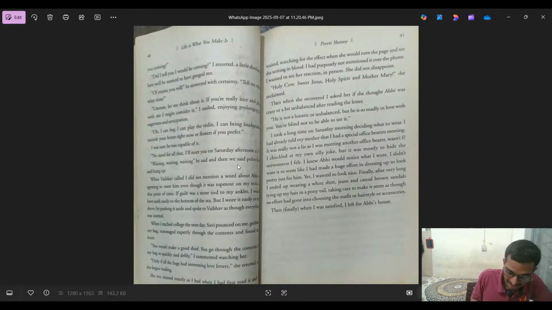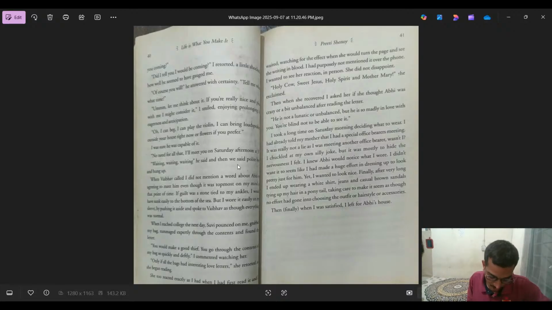When I reached college the next day, Sue pounced on me, grabbed my bag, rummaged expertly through the contents, and found the letter. You would make a good thief. You go through the contents of my bag so quickly and definitely, I commented, watching her. Only if all the bags had interesting love letters, she retorted as she began reading.